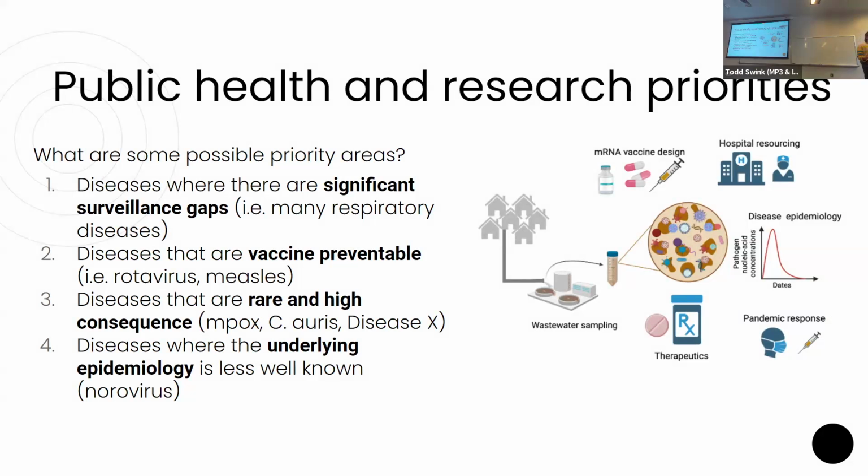Diseases that are rare and high consequence, where we're really initially looking for the presence of, detection in wastewater at all would be really meaningful. So Mpox, Candida auris, some future disease X that we are concerned about. And then diseases where maybe we don't have as much information as we'd like about the underlying epidemiology. So norovirus is a good example of where we could learn more about the epidemiology of the disease, because most people are not presenting to a healthcare provider in a way that's giving us a lot of information about their condition or about the particular infection that they have.